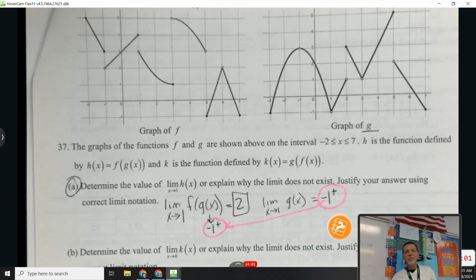So that's kind of tricky. You can't just evaluate and plug it in. You've got to really be thinking about left and right on those.